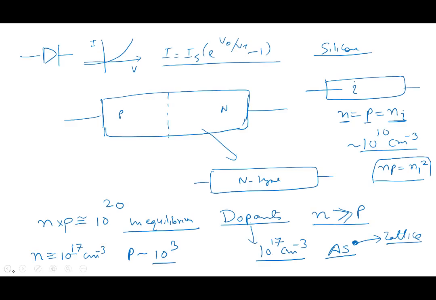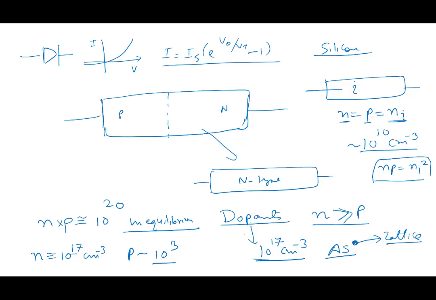Okay? I can increase the level of N by increasing the doping. I can make it 10 to the power 18. I will have even higher N and even lower P. So I can control the number of electrons and holes inside my semiconductor through the process of doping.